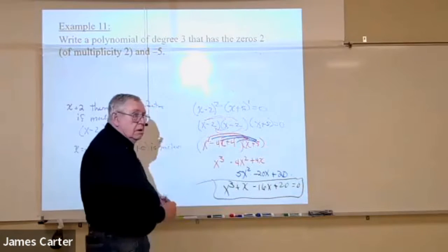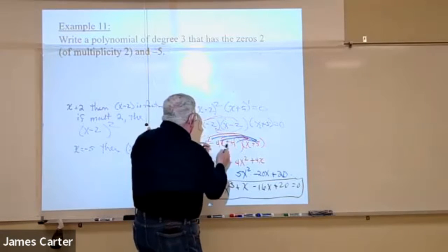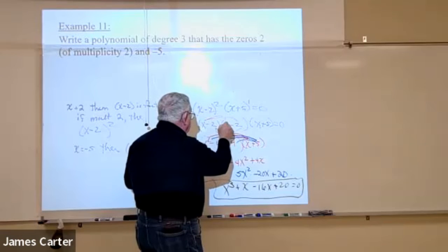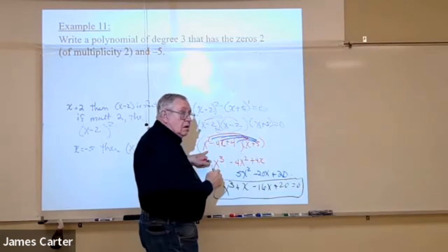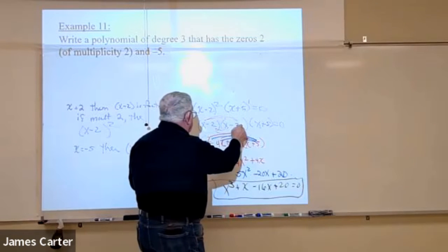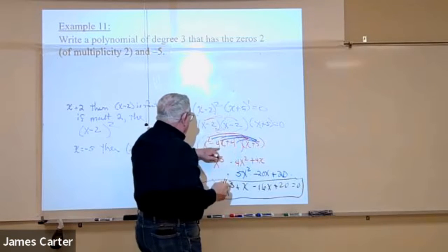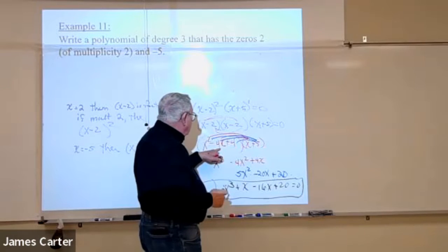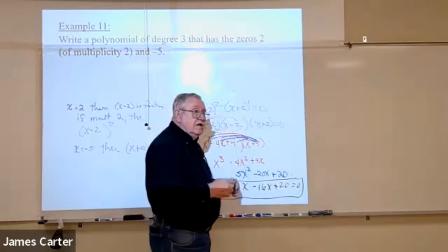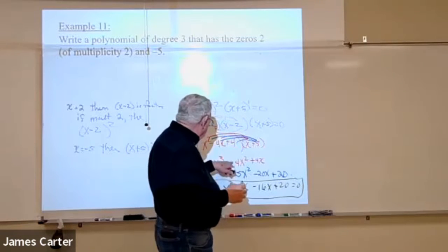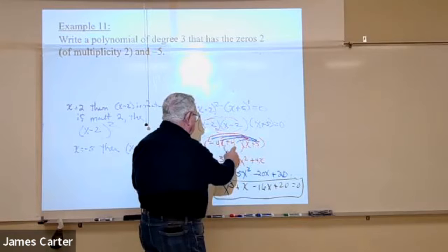There's the answer. To get this value right here, I took this x times that x. I'm distributing, and I got x squared. I took this x times -2, which is -2x. Then I took this -2 times that, which is -2x more, to get the -4x. Then I took these two 2's together to get the 4.